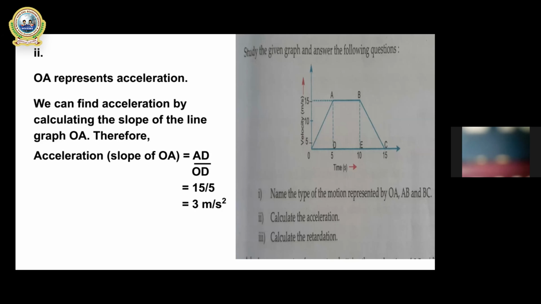Without using a formula, by the graphical method, with the help of slope, we can directly find acceleration, because acceleration is the slope of the line if the graph is between velocity and time. Got it? So here the acceleration of OA is 3 meter per second square. Please understand this properly. This is a very important part of this lesson.